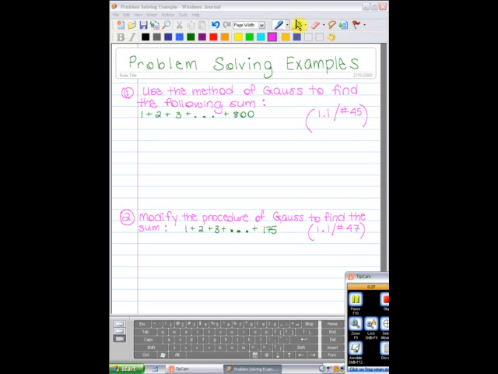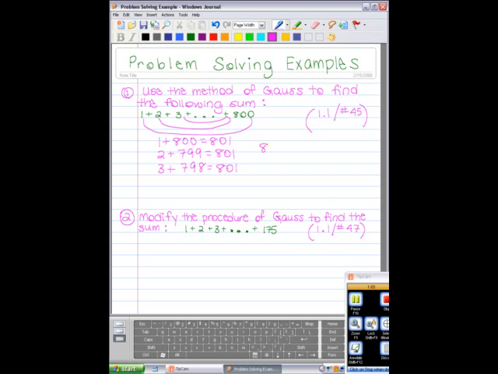So first thing we're going to do is we're going to add the outside terms. So we would have 1 plus 800. That would give us 801. Okay. Then we would add again and again and so on. So if we do 2 plus the number before 800, that's 799. Okay. We also get 801. If we add 3 with the number in front of 799, that's 798. And again we get 801. So we keep getting 801.